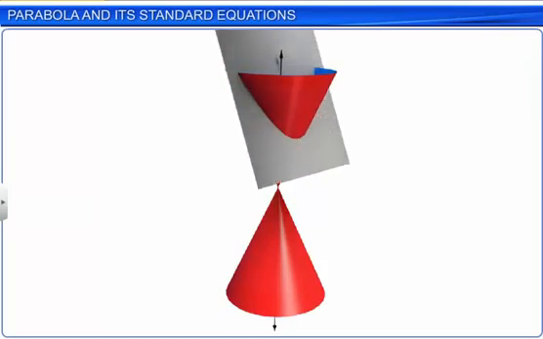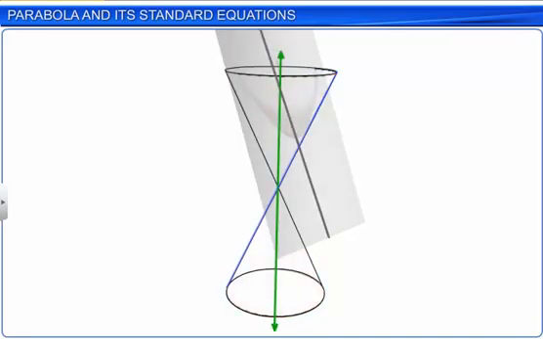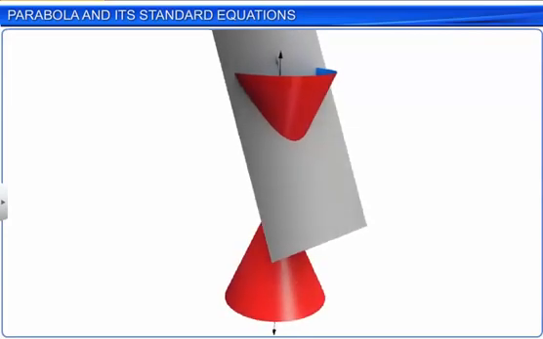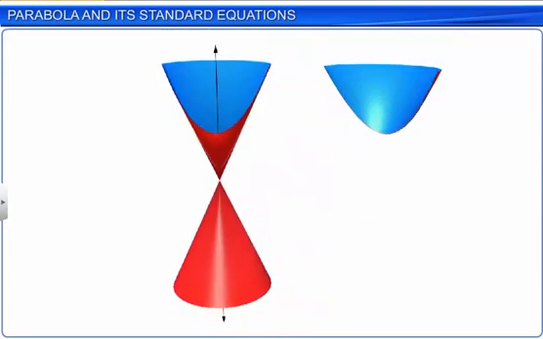You know that when a plane intersects one nappe of a cone at any place other than the vertex, such that angle beta between the plane and the axis of the cone is equal to angle alpha between the axis and the generator of the cone, the resulting conic section is a parabola.